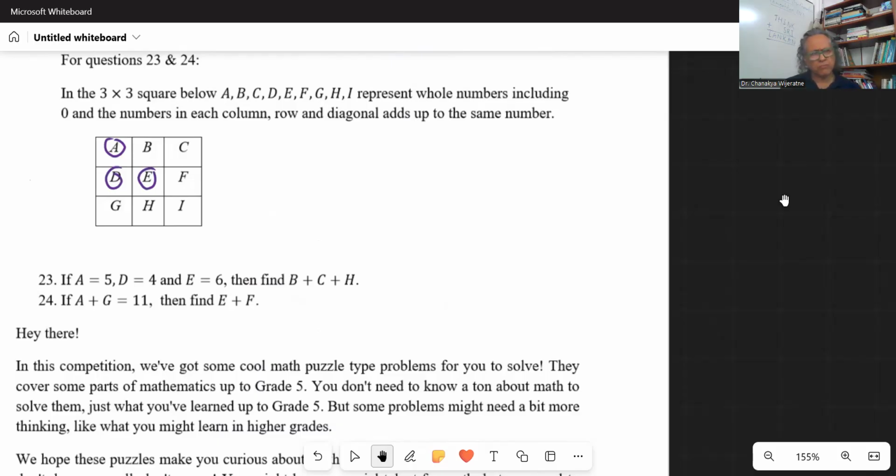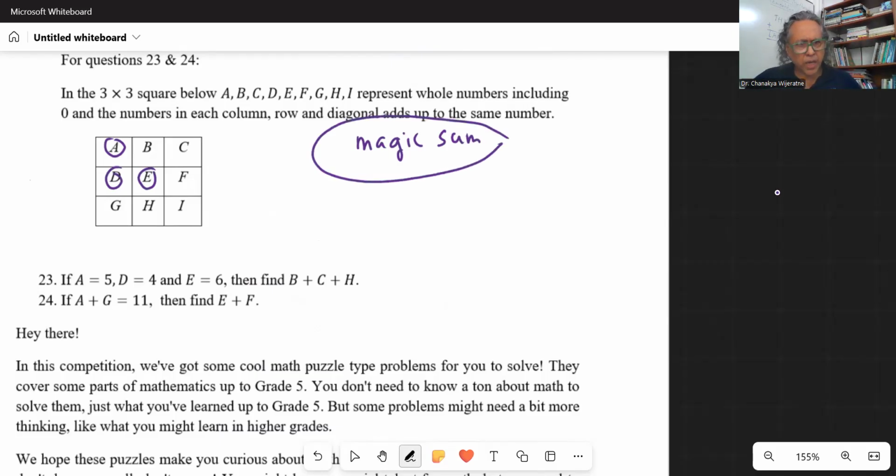Now, how do we find it? If we knew the magic sum, meaning what the rows, columns, and diagonals add up to, then we could find this very easily. We can find I first, and then we can find F. After finding F, we can find C, and then B, until we can find all 9 numbers, no problem. But the problem is that the magic sum is not given. So that's why this is a bit challenging.